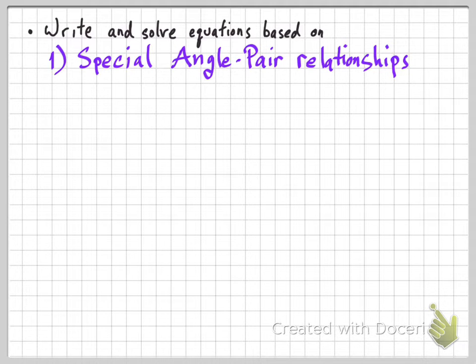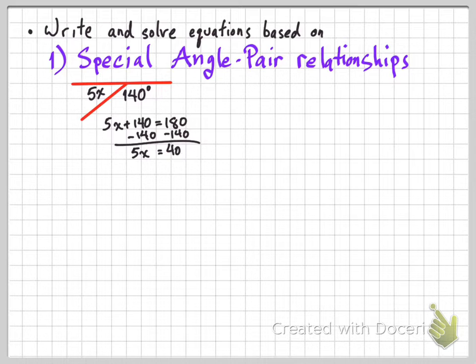write and solve equations based on different kinds of special angle pair relationships, such as if you have a diagram like that, hopefully you recognize that as being supplementary angles so that the two angles add up to 180 degrees, which is a pretty easy equation to solve. All right, and there you go, there's your answer. Here's another example of something like that.